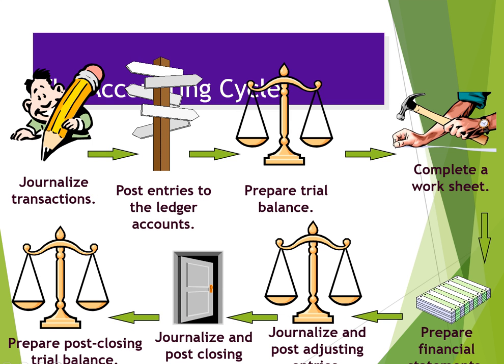Now let us look at this accounting cycle. First of all, as I told you, you journalize your transactions from the vouchers. Vouchers are those statements which you receive against any transaction. You just collect all these vouchers at one place and then post them into the journals. From journals, you post to the ledgers, and then from the ledger, you prepare a trial balance, and then you prepare a complete worksheet.